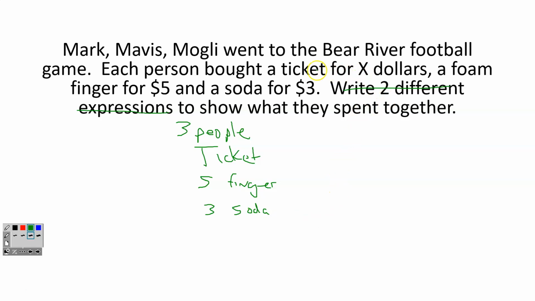What don't we know? We don't know how much the ticket was. So they just used the variable X. So if I focus on just one person, let's say Mark, Mark got a ticket and a foam finger and a soda. That's just Mark. But now where 3 people went, we could just say that 3 people, each means multiply. So there's our parentheses. Got a ticket, a foam finger, and a soda.